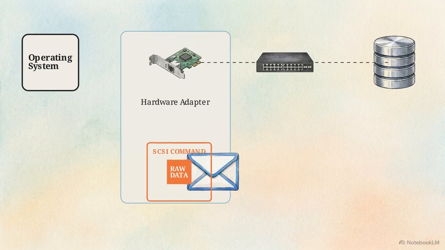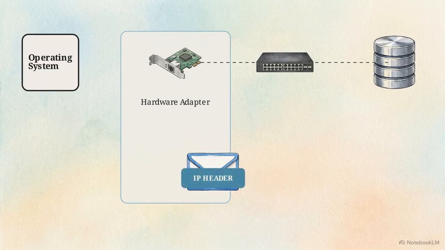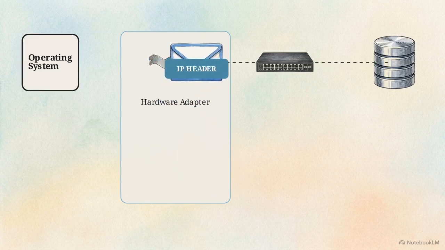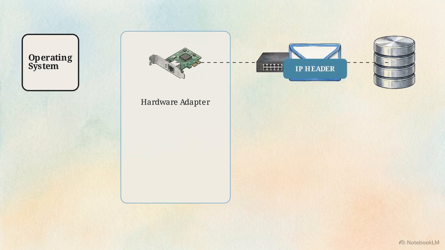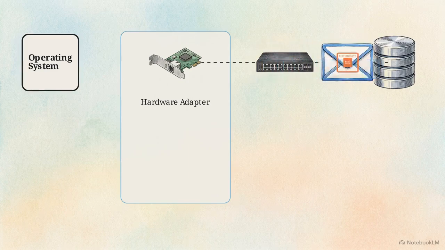Think of this as a set of nested envelopes. Raw data is wrapped in a SCSI command, which is then sealed inside an IP network header, allowing it to route cleanly through standard network switches before being unsealed at the destination.